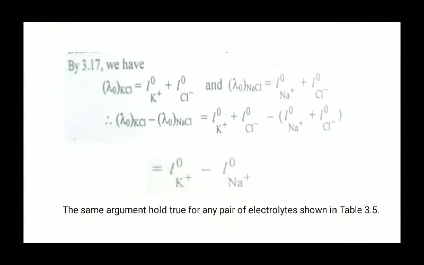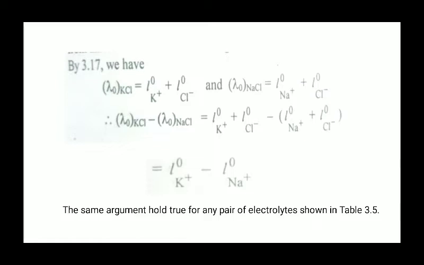The difference in lambda 0 value of sodium and potassium salt arises due to the difference in contribution to lambda 0 from K+ and Na+ ions, that means λ0 K+ and λ0 Na+. The contribution from the anion will be cancelled, being a common ion. By the equation we have lambda 0 KCl is equal to λ0 K+ plus λ0 Cl minus, and lambda 0 NaCl is λ0 Na+ plus λ0 Cl minus.